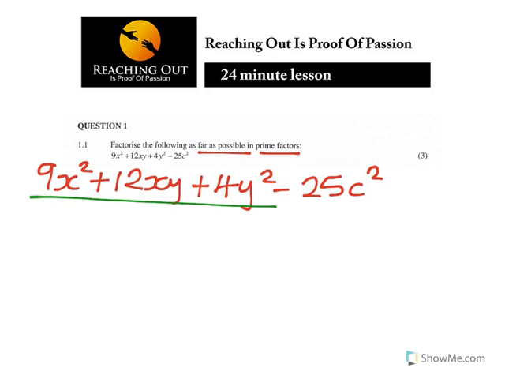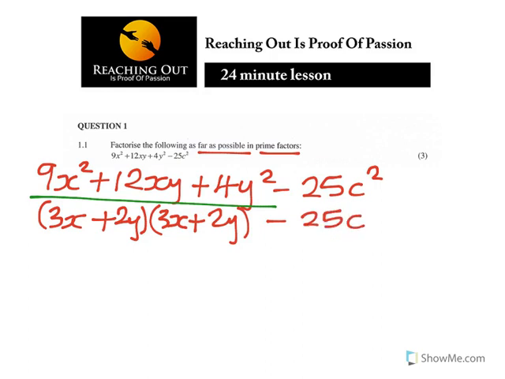You will discover that it is a square, which becomes 3x plus 2y and 3x plus 2y, minus 25x squared. If you expand that, 3x times 3x, you get back the 9x squared. 3x times 2y is 6xy, plus another 3x times 2y, which is 6xy, plus 6xy, you get back the 12xy. Then 2y times 2y is 4y squared. So if you expand this, you get the top.